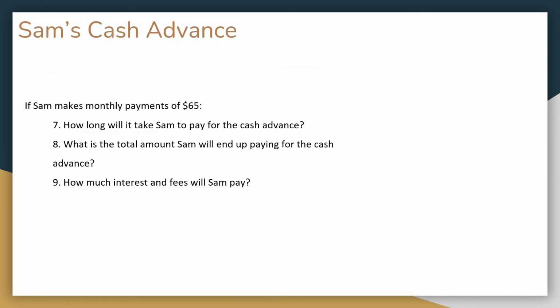If Sam makes monthly payments of $65, how long will it take Sam to pay for the cash advance? It will take him 31 months to pay off this debt. What is the total amount Sam will end up paying for the cash advance? It would cost him $1,997.70. How much interest and fees will Sam end up paying? Sam will end up paying $462.70 in interest and fees.